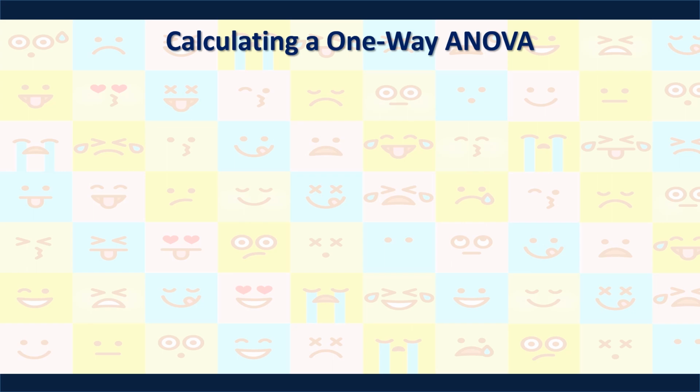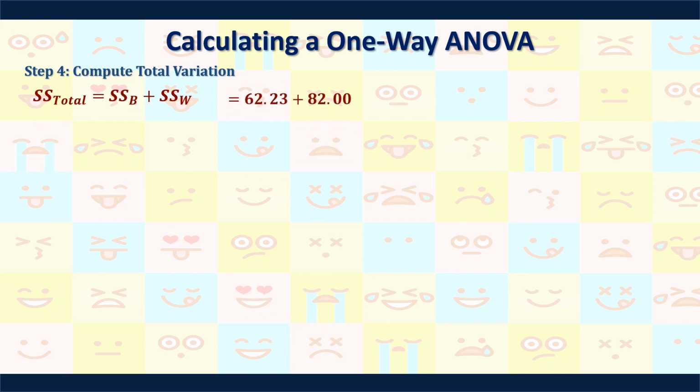As I mentioned earlier, sum of squares total is equal to sum of squares between plus sum of squares within. So we add the between group variation, which we calculated in step 2, to the within group variation, which we calculated in step 3, to give us a sum of squares total of 144.23.